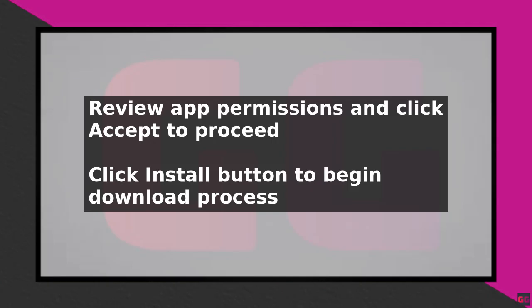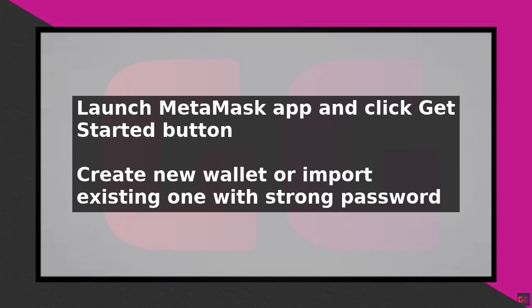You will be asked to create a new wallet or import an existing one. If you are new to MetaMask, select the Create a Wallet option. You will be required to create a strong password and agree to the terms of service. After setting up your wallet, you will be given a seed phrase, which is a list of words used to recover your wallet in case you lose access to it. Make sure to write down this seed phrase and store it in a safe place.